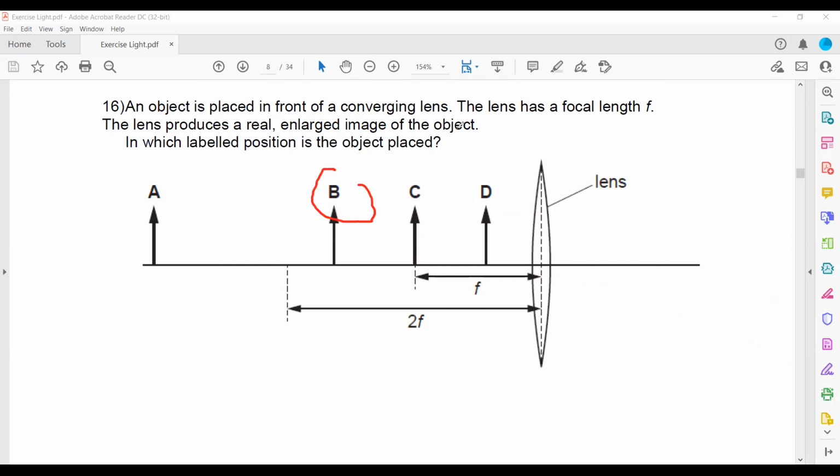C and D, what will they produce? They will produce a virtual image. But in the question, we need a real and enlarged image. So a real image is only formed when the object is after the focus.